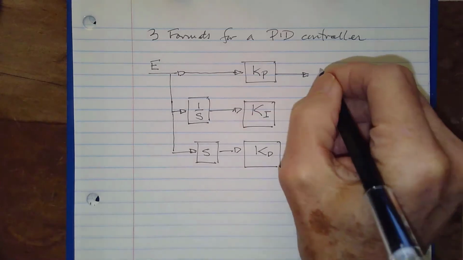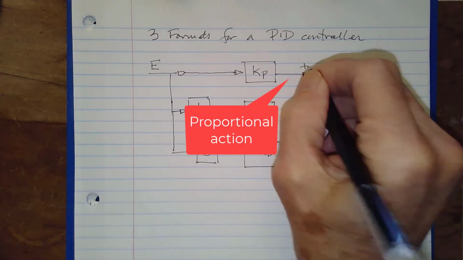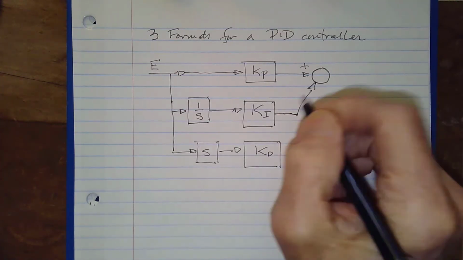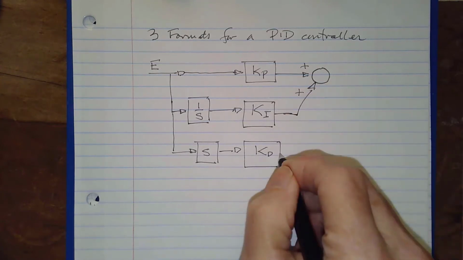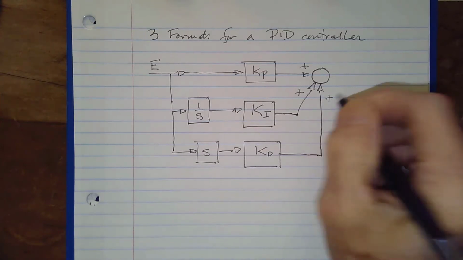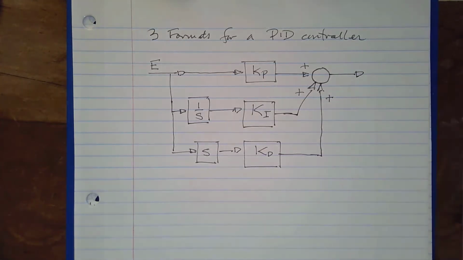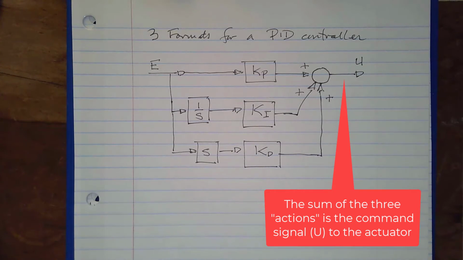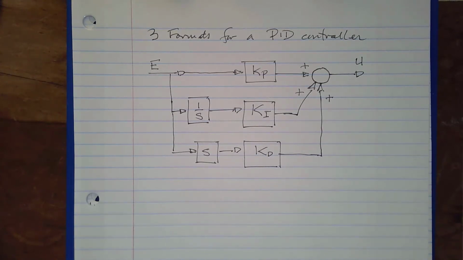This is the proportion. We sum them together, so I create a summing junction. My integral action and my derivative action, and they're added together, all of them. And the sum of that contribution from the three of them is the command signal that goes on down to the actuator. So anyway, this is a very common way to characterize or have the format for a PID controller, especially when you're learning about it, because the three different actions are very, very clear here.